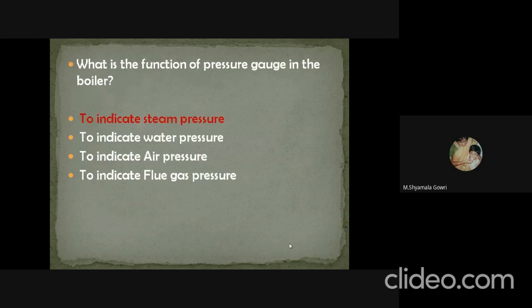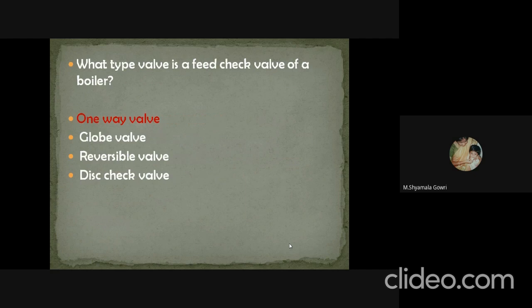So what is the function of pressure gauge in the boiler? The pressure gauge is used to indicate the steam pressure. What type of valve is a feed check valve of a boiler? It is a one-way valve. One-way valve type of valve is a feed check valve of a boiler.